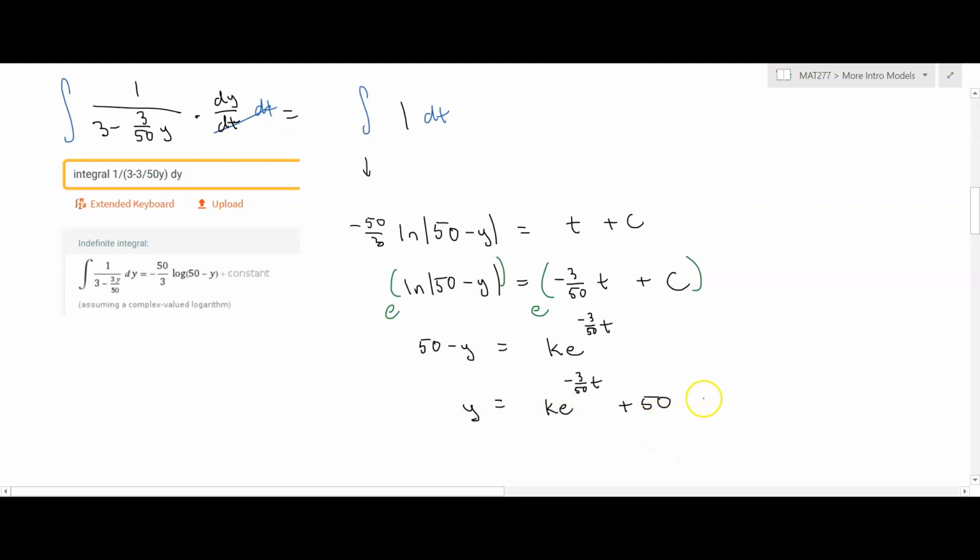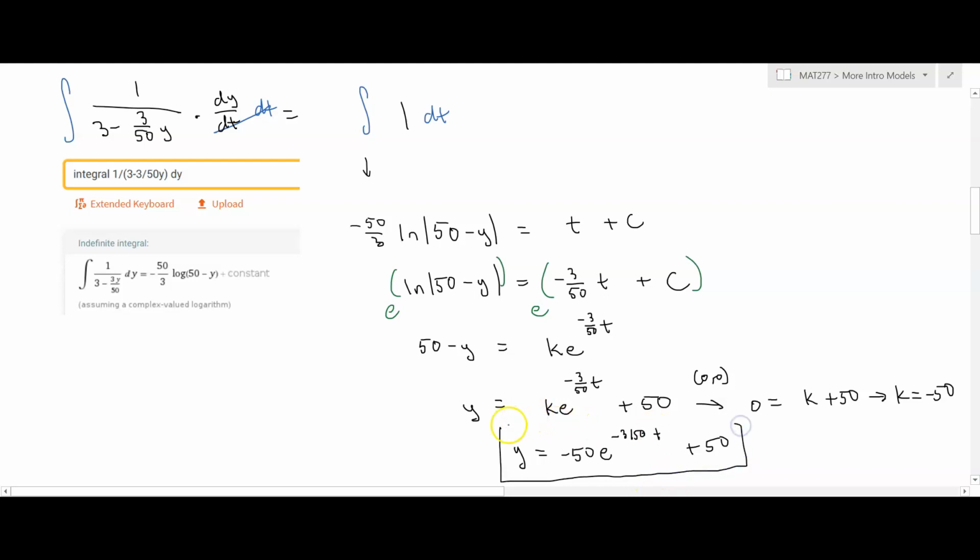And now we can satisfy that initial condition. We said that initially our ordered pair is 0, 0. So y is 0 at time 0. So this will become k plus 50, which leads to k equals negative 50. And our final solution will be y equals negative 50 e to the negative 3/50ths t plus 50. And now we wanted to know what's going to happen after 10 minutes. So that's a fairly easy assessment. We just have to calculate y of 10.